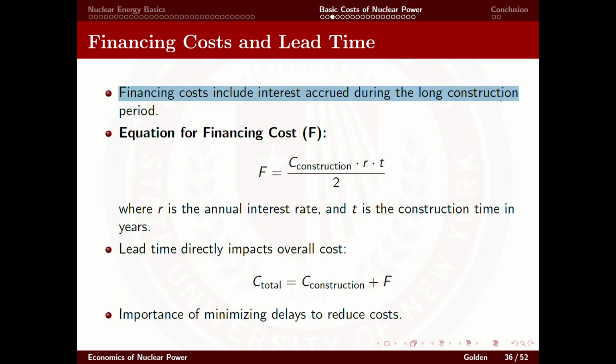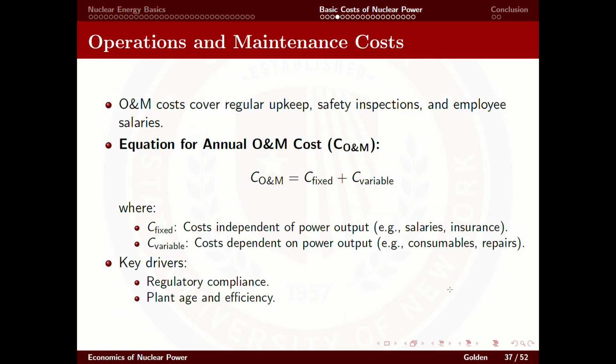And then, of course, you have financing costs and lead time. Financing costs include interest accrued during the long construction period. To get financing costs F, this is the cost of construction times the annual interest rate times the construction time in years divided by 2. Lead time directly impacts the overall cost. Total cost equals the cost of construction plus the financing costs. Minimizing delays is very important to reduce costs. You don't want to spend a ton of time, because the discount rate means those dollars are valued less, and now you've spent more on financing.